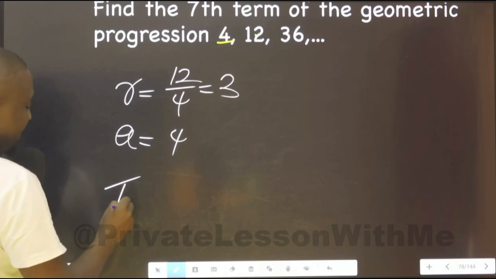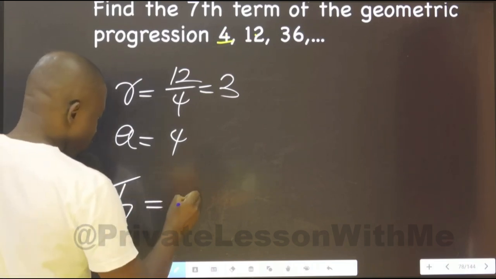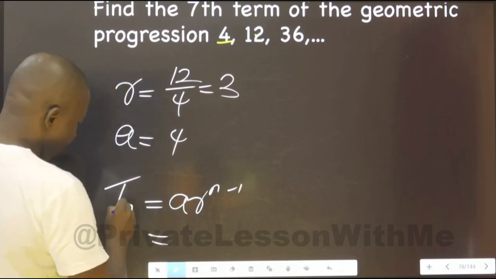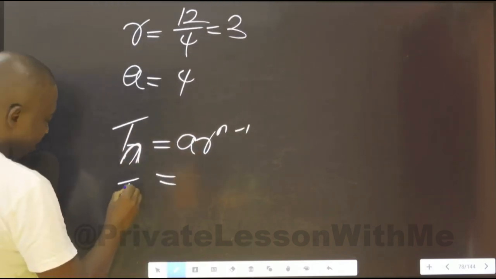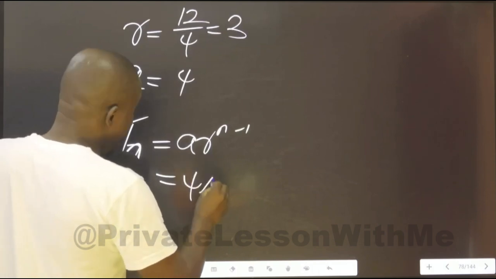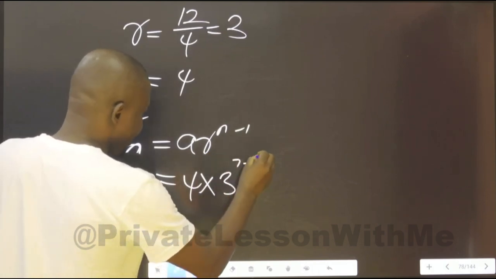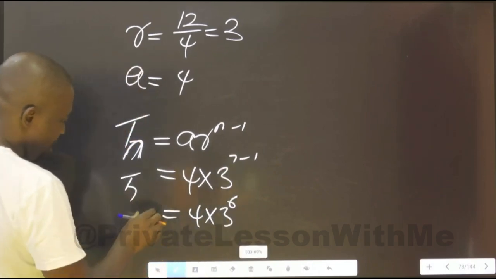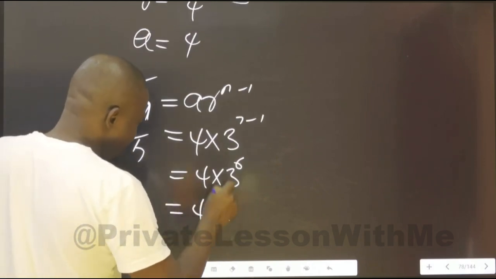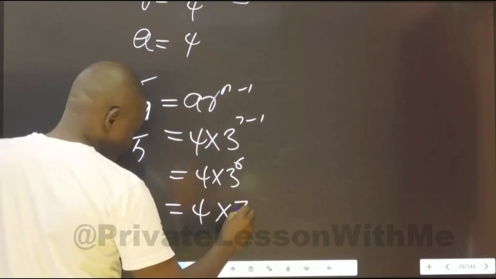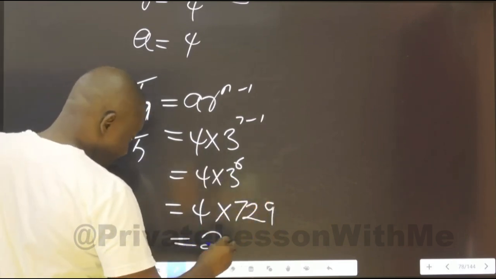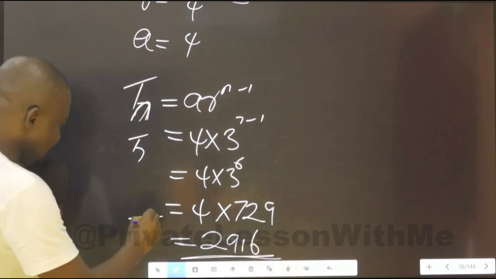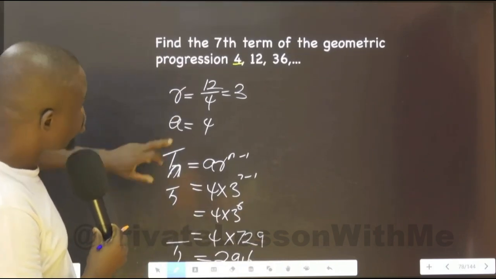So, to get the seventh term, we use ar^(n-1), let's call this one n, which is the seventh term. The first term is 4 multiplied by 3 raised to the power 7 minus 1. 4 multiplied by 3 raised to the power what? 6. You agree with me? This equals 4 multiplied by, what is 3 raised to the power 6? That is 729. You're going to have 2916. Okay? That is the seventh term for this geometric progression.